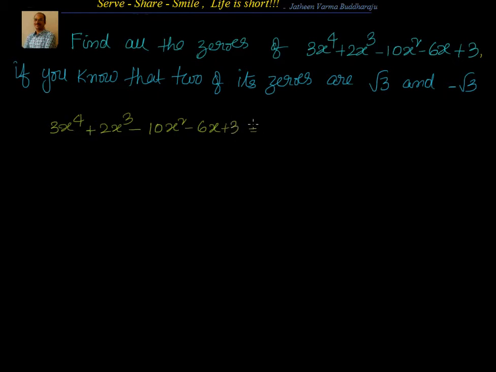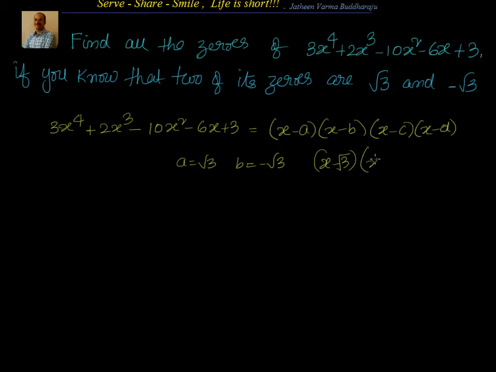So we have the degree is 4. So I will have 4 zeros, that is in the form of x minus a into x minus b into x minus c into x minus d. We have been given that a is root 3 and b is minus root 3. So if I try to find out the product of them, I will have x minus root 3 into x plus root 3, that's equal to a square minus b square. So I'll have x square minus 3.